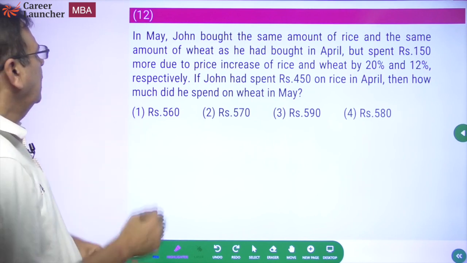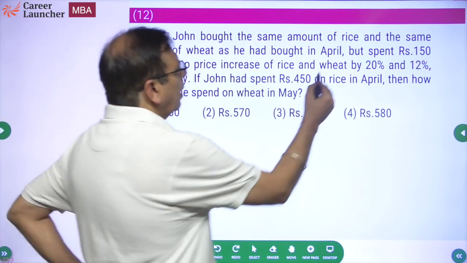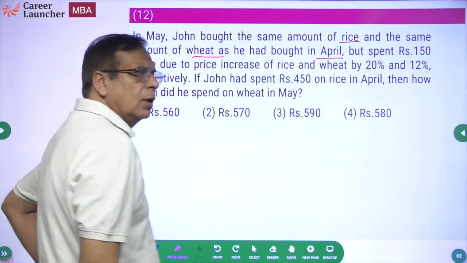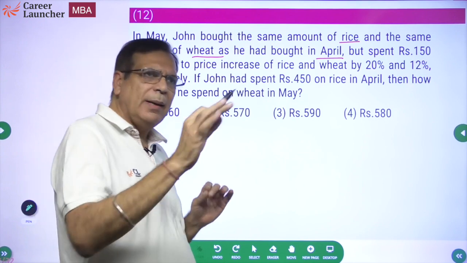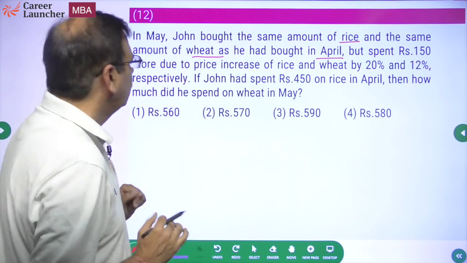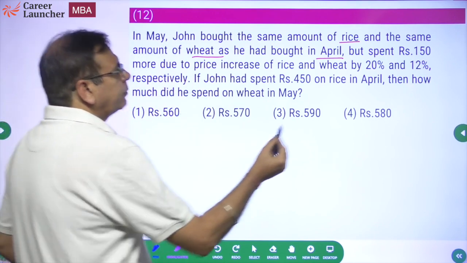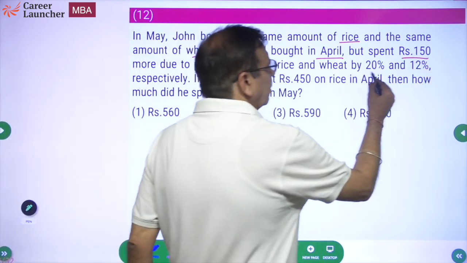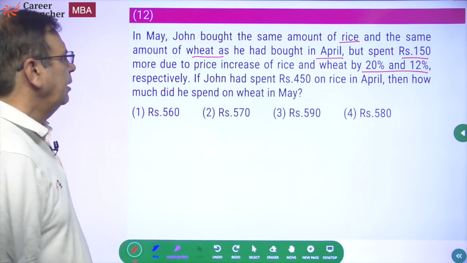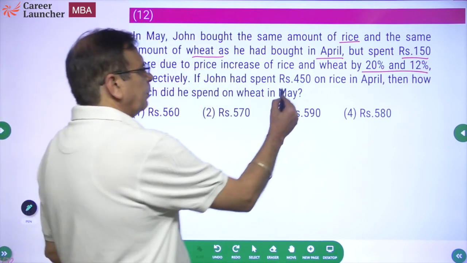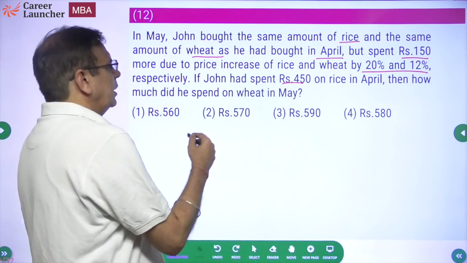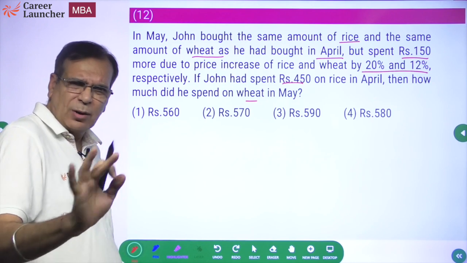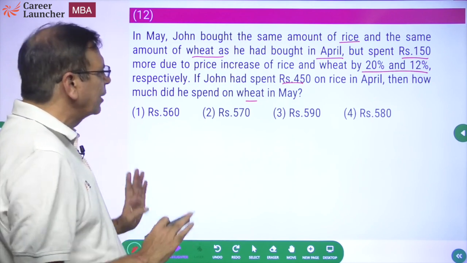In May, John bought the same amount of rice and same amount of wheat as he had bought in April, both rice as well as wheat, but spent 150 rupees more due to a price increase of rice and wheat by 20% and 12%. If John had spent 450 on rice in April, then how much did he spend on wheat in May? Let's see. This is regular, no shortcut. If anyone looks for a shortcut, there is nothing; I only have the regular method to do this.